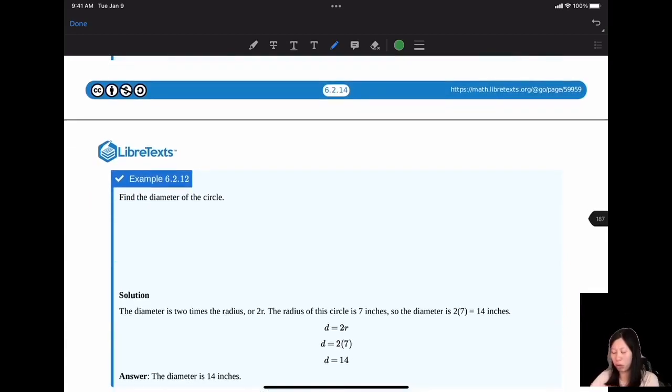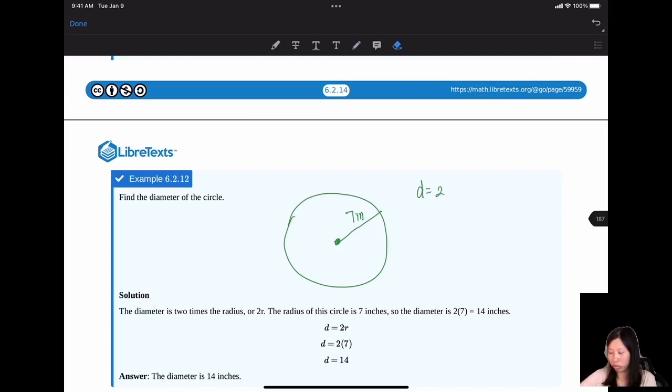So, for example, here is a circle with a radius of 7 inches. Find the diameter of this circle. So the diameter of this circle is 2 times r, right? Which is 2 times 7 inches. So it would be 14 inches.